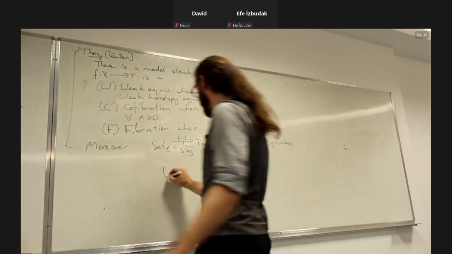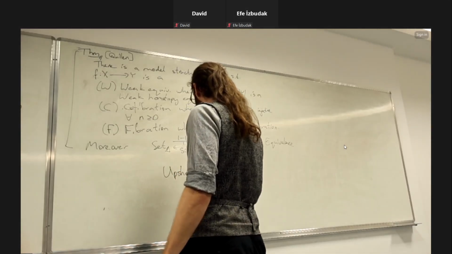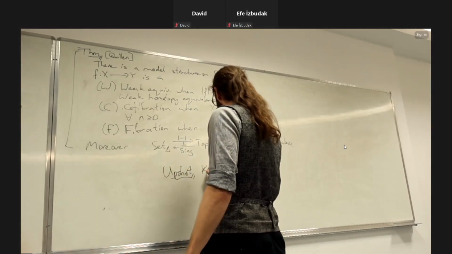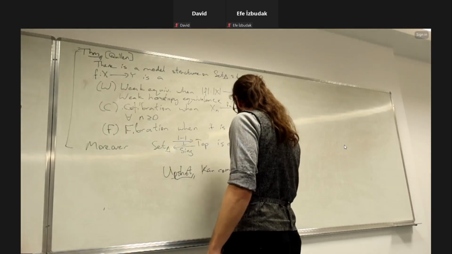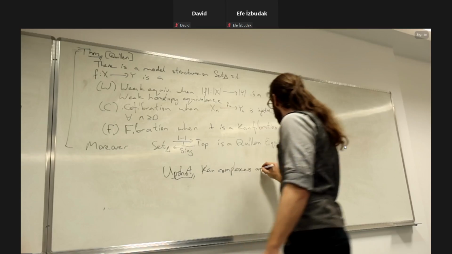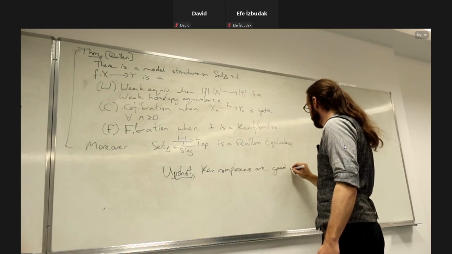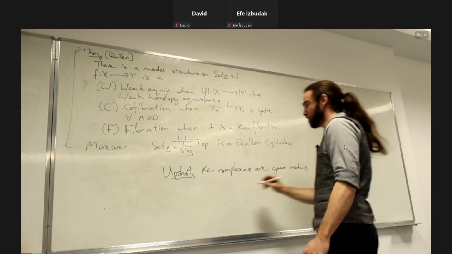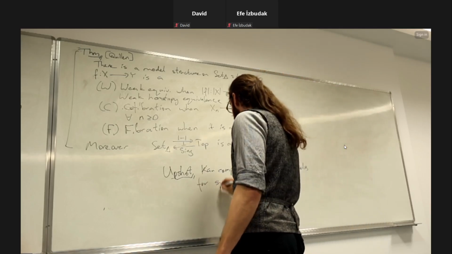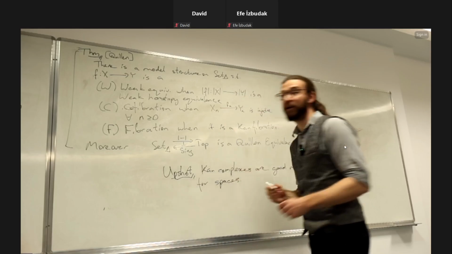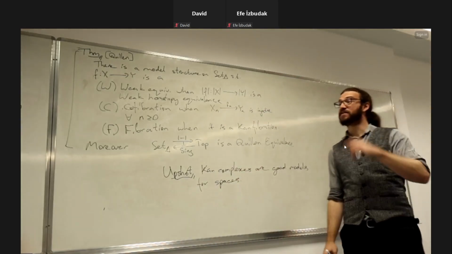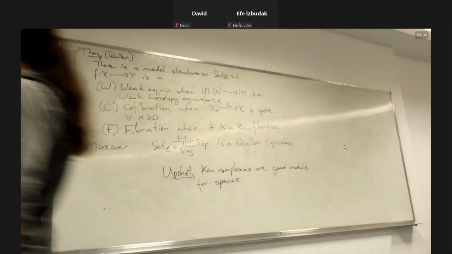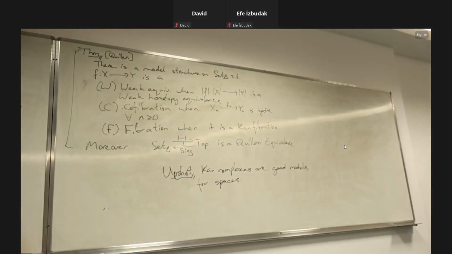So the upshot, concomplexes are good models for spaces. This also implies, and this is something that using this observation and some elbow grease, one can actually work out oneself, that the singular simplicial set of any topological space will in fact be a concomplex.